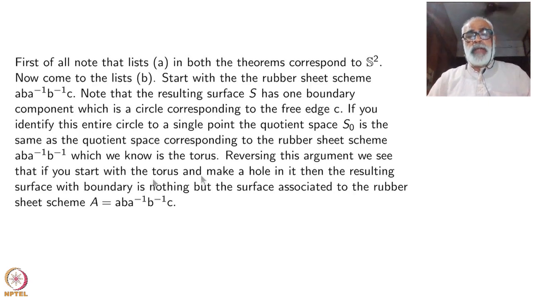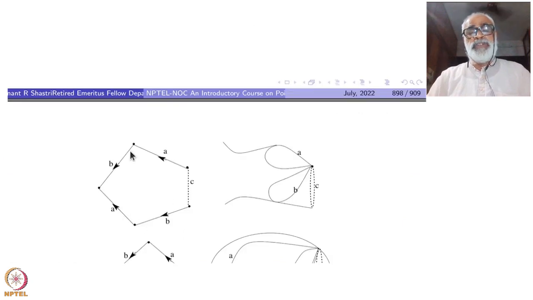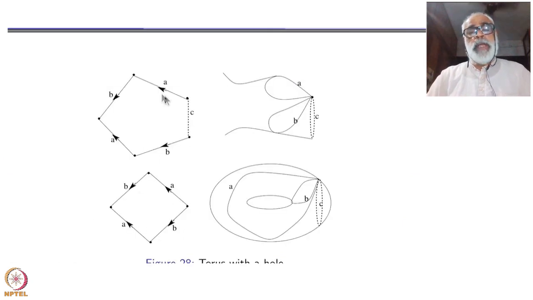So reversing this argument, we see that if you start with the torus and make a hole in it, then the resulting surface with boundary is nothing but the surface obtained by this A, B, A inverse, B inverse, C. So this is the scheme for that. Alright, so this is the picture here. A, B, A inverse, B inverse. So that C is there, which we don't want.